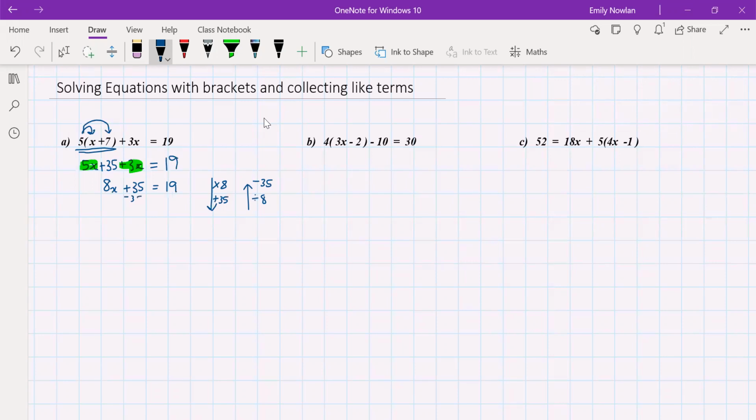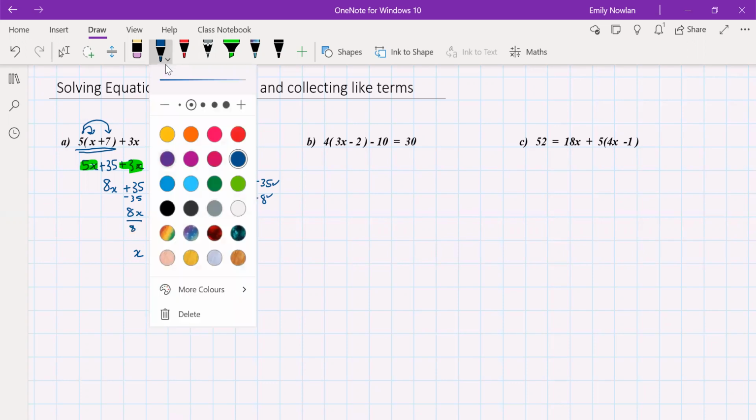So to undo it, you minus 35 first, and then you divide by 8. So let's take away the 35 from both sides. And you end up with 8x is equal to 19 minus 35 is minus 16. So we've done that, and now we need to divide by 8. Divide both sides by 8, x is equal to minus 2. And remember, you can always check your answer by substituting it back into the equation. Okay, so that's that one done.